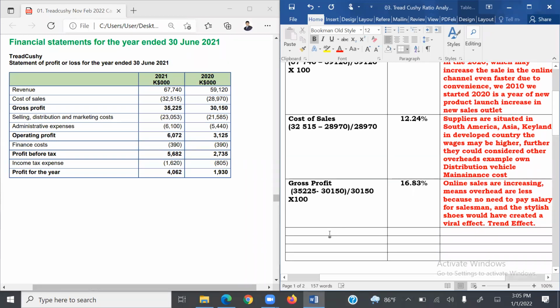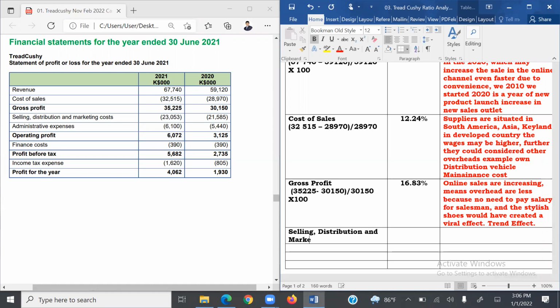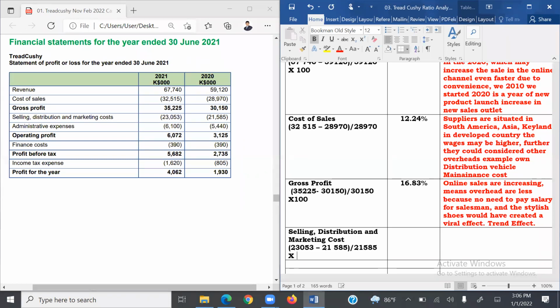So students, coming to the next one, selling, distribution, and marketing cost. Let's do that analysis as well. If you observe here, it is 23,053, and here it's 21,585. What we are going to do is divide the difference by 21,585 multiplied by 100. So let's do the analysis for these, students.